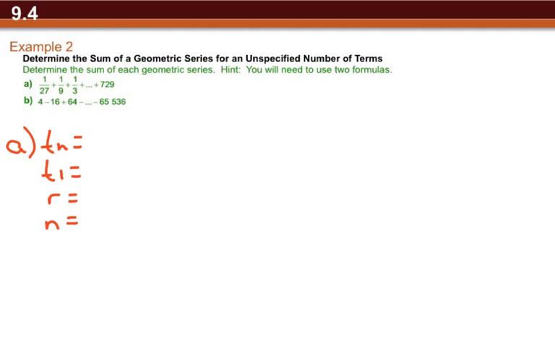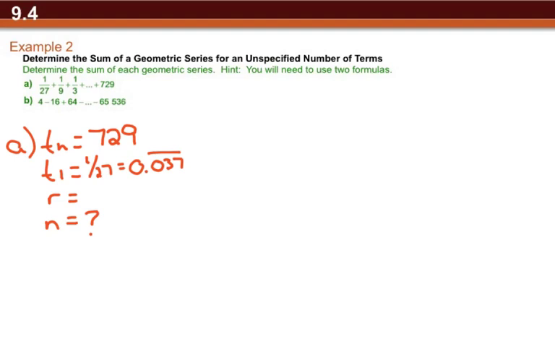Looking at this, we have T1 is 1/27th, which we'll have better luck dealing with as a decimal, 0.037 repeating. Tn, the last term, that's 729. N's obviously what we're trying to figure out. And finding R is actually less obvious in this situation than in others. We don't really know what we need to multiply by going from 1/27th to 1/9 to 1/3 and so on.